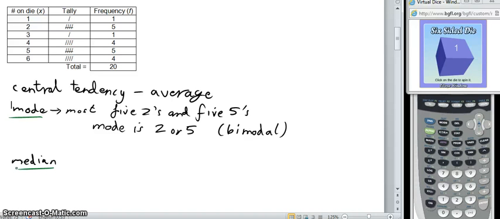Now there's 20 of them. I could list them all out again, but what happens if I roll this dice 200 times? What happens if I rolled it 2,000 times? We don't want to be listing it all out. So what we've got to do is find the middle of these 20 values. We've got 20 rolls of the dice in total, so we want the middle. 20 divided by 2 is 10. So we are looking for the number which is in the 10th position.